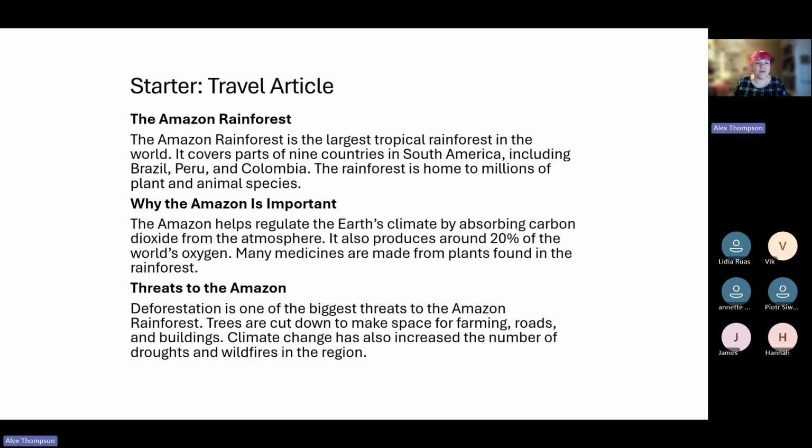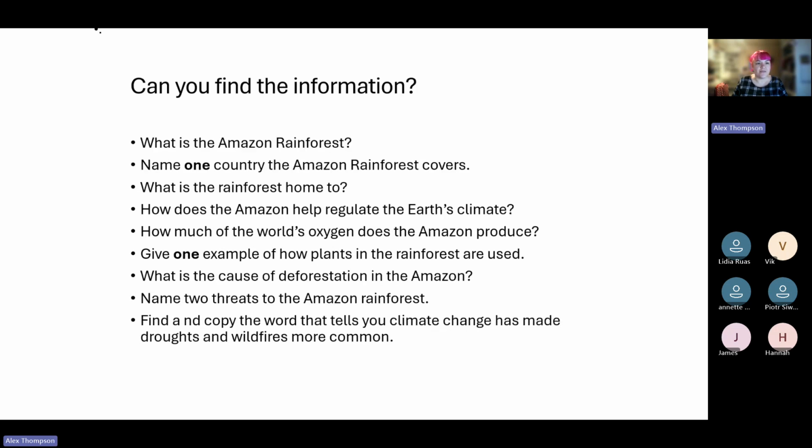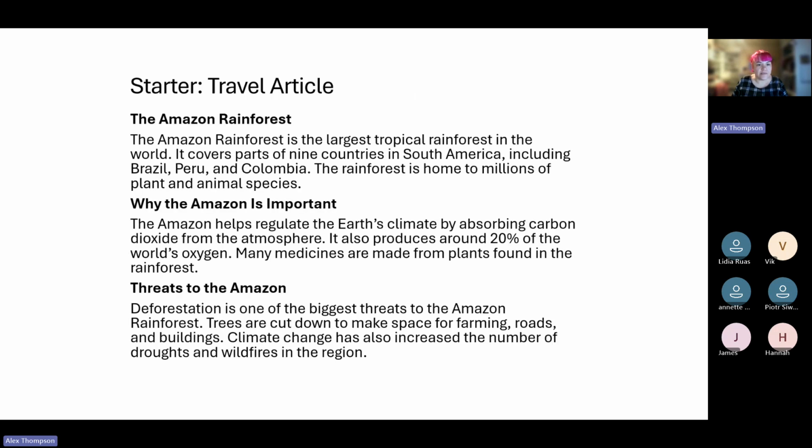So things like the word home, I would, for the one about the countries, I'd be looking for the capital letters. If it asks me anything about numerical data or facts or statistics, I'm looking for the numbers there as well. So if we keep going through these questions, the fourth one says, how does the Amazon help regulate the Earth's climate? Okay, so if we have a look at this where it says why it's important, let me just change this back to yellow, absorbs carbon dioxide from the atmosphere.